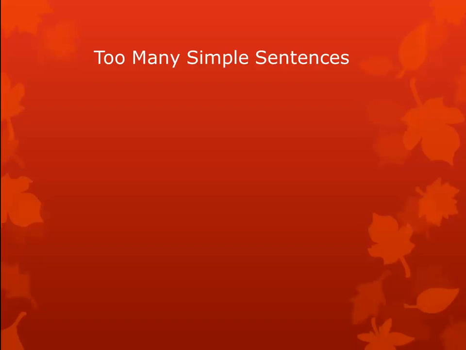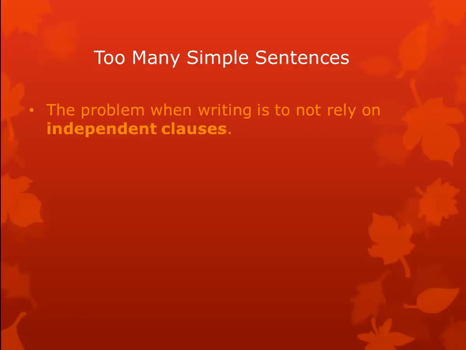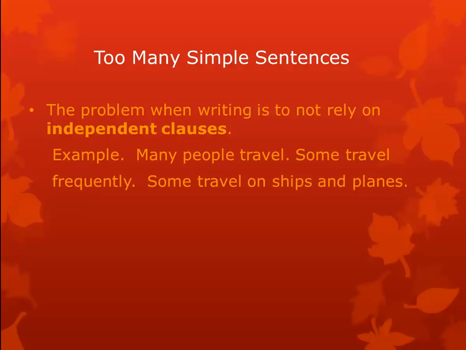Now the problem in writing is that when we use too many simple sentences, we get no flow. We get a choppy essay or a choppy piece of writing that is difficult to read and doesn't engage the reader. So the problem when you write is not to use too many independent clauses. Here's an example. Many people travel. Some travel frequently. Some travel on ships and planes. Now that choppiness, that sing-song effect, after you've read a paragraph or two paragraphs or even three paragraphs of this, would be very tiresome to read and also not do a good job of communicating what you were trying to communicate.